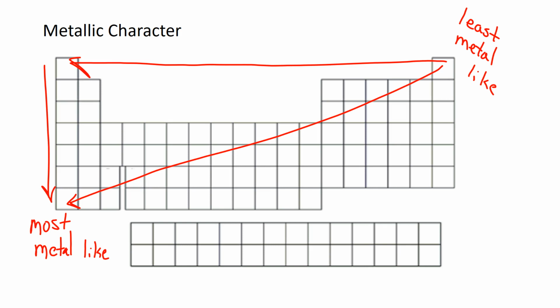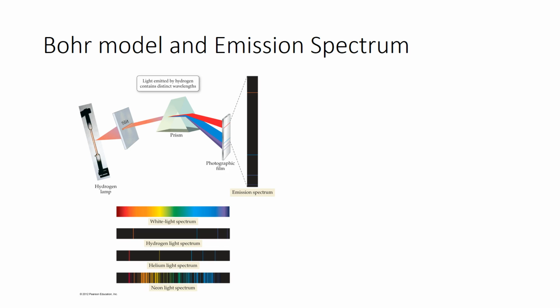It helps with being a solid. It helps with being malleable and ductile versus brittle or gaseous, things like that. There's more to it than that, but that's kind of the gist of what's happening. It all has to do with the arrangement of electrons and the distance of the electrons from the nucleus. All right. So the last couple of things.